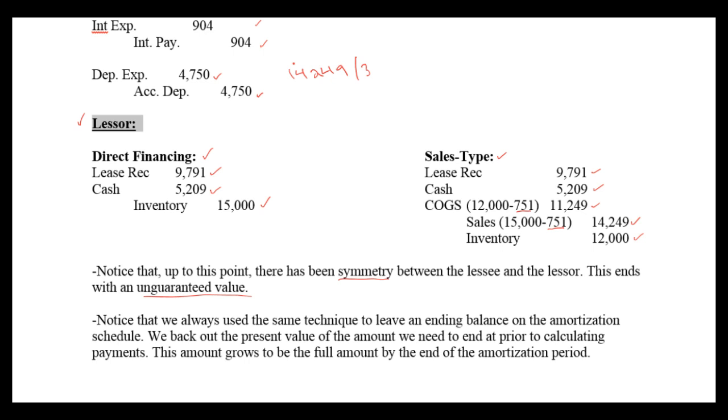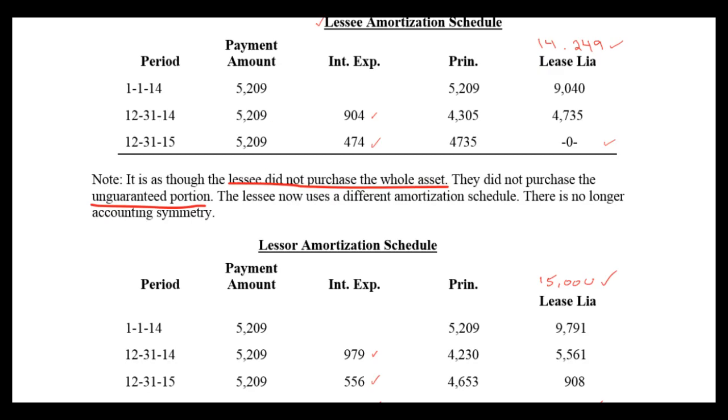And notice too that we always use the same technique to leave an ending balance on the amortization schedule when we need one. We back out the present value of whatever amount we need and calculate payments excluding that amount. That amount then grows as it runs through the amortization schedule period to be the full amount needed by the end of the amortization period. I think you can see both of these points clearly when you look at the amortization schedule.